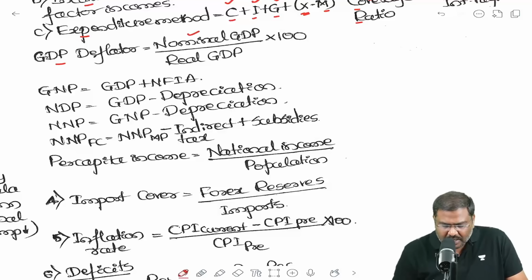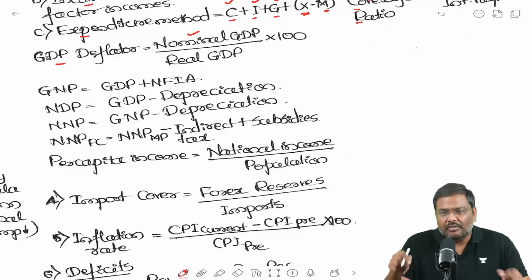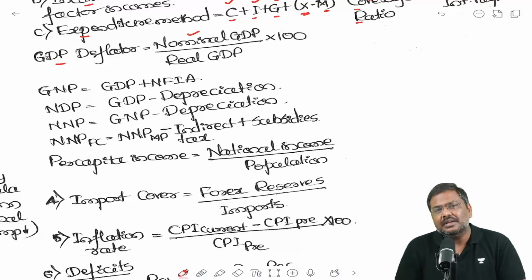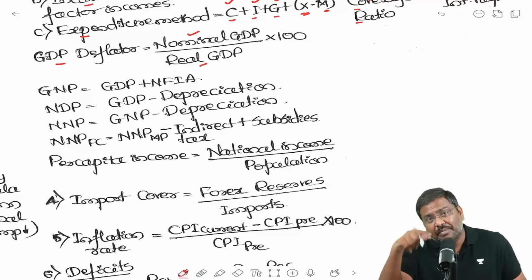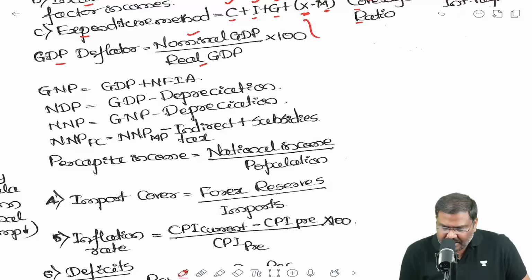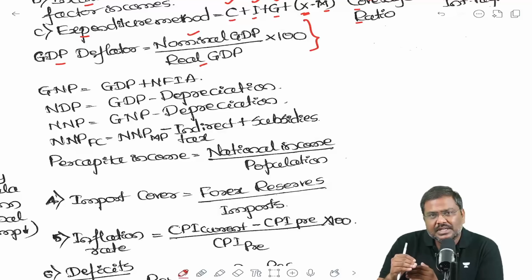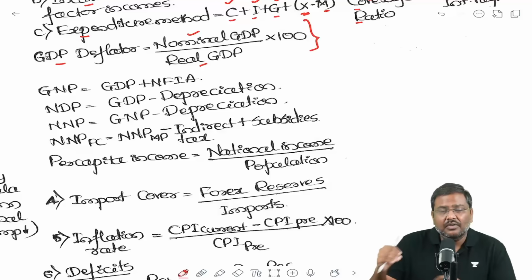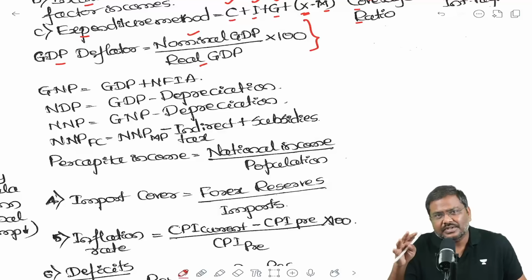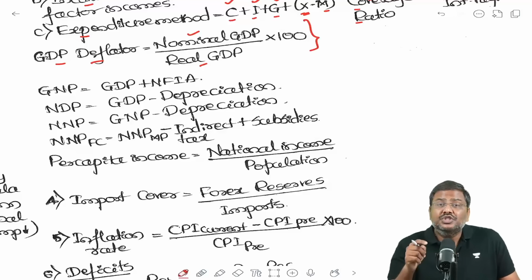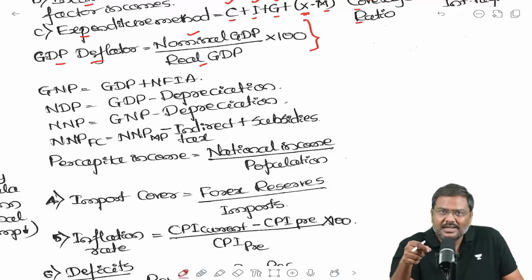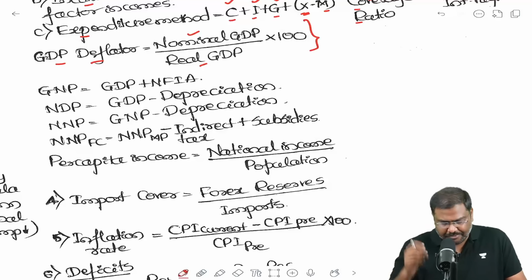So when you take nominal GDP, that is the GDP which is calculated using the current market prices, and the real GDP, GDP which is calculated using the base year market prices. Basically, it represents how much is the increase in the price levels of all the final goods and services produced. That's the reason GDP deflator is considered as an implicit price deflator.